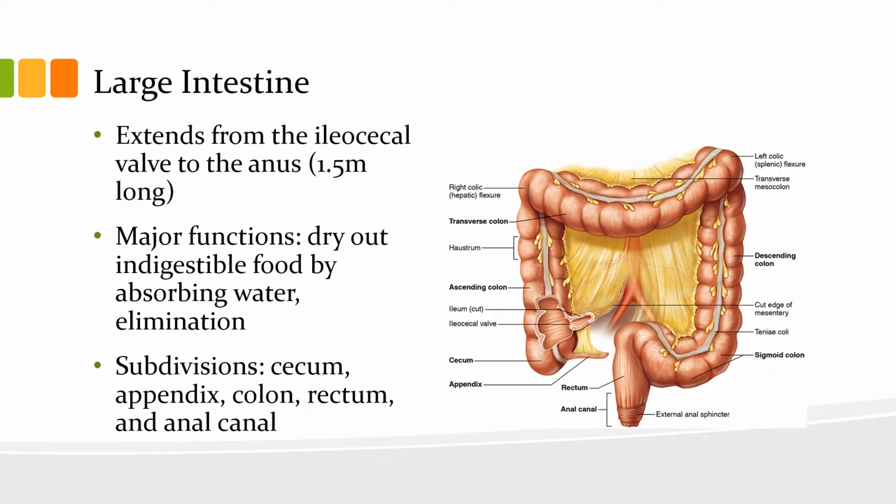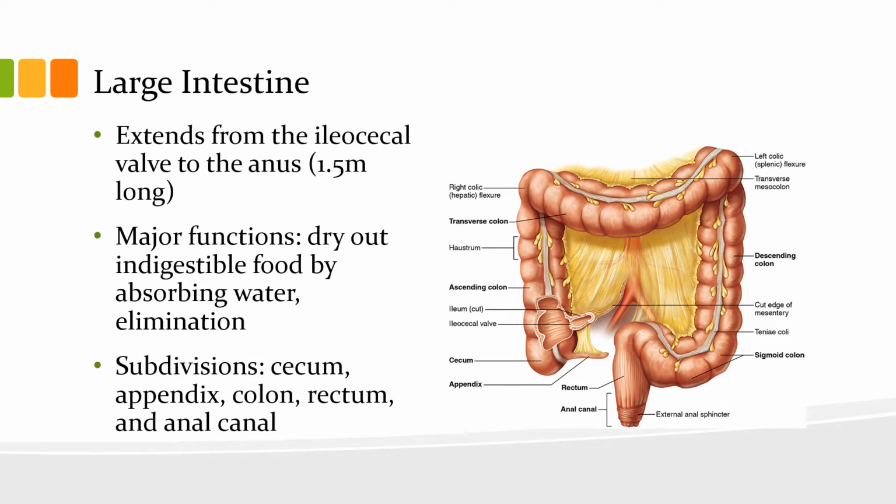Its major functions are to dry out the indigestible food residue by absorbing water and to eliminate this residue from the body via feces. It frames the small intestine on three sides, and the subdivisions are the cecum, the appendix, colon, the rectum, and the anal canal. The sac-like cecum is the first part of the large intestine. Hanging from the cecum is the worm-like appendix, which is potentially a trouble spot because it can become easily obstructed. It's an ideal location for bacteria to accumulate.